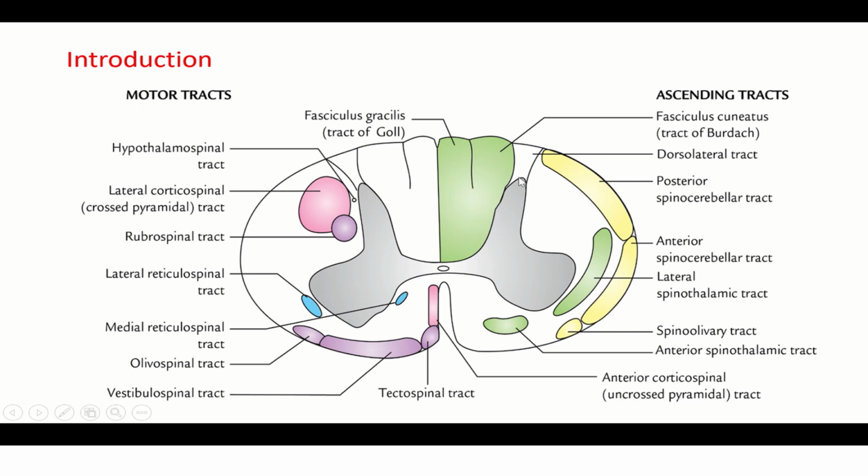Now if you see on the other side, here we are seeing only the ascending tracts. In the posterior column, you can see the fasciculus gracilis, tract of Goll, and fasciculus cuneatus, tract of Burdach. This is called the dorsal column pathway because it is completely occupying the posterior white column. Here is the dorsolateral tract of Lissauer, just posterior to the tip of the posterior horn. Here you can see the posterior and anterior spinocerebellar, lateral spinothalamic, anterior spinothalamic, and the spino-olivary tracts.